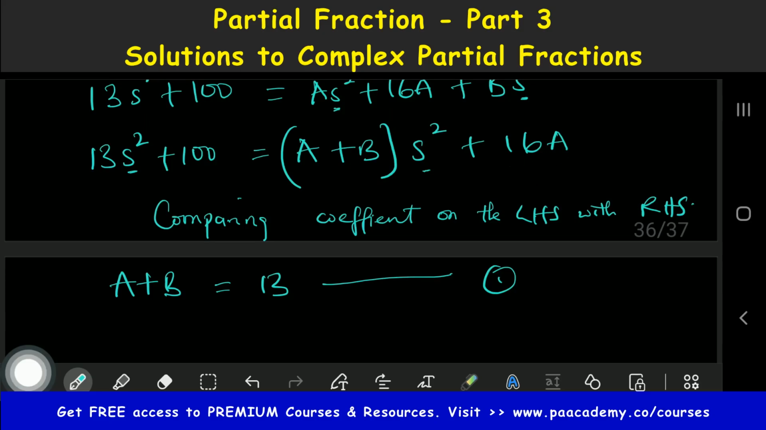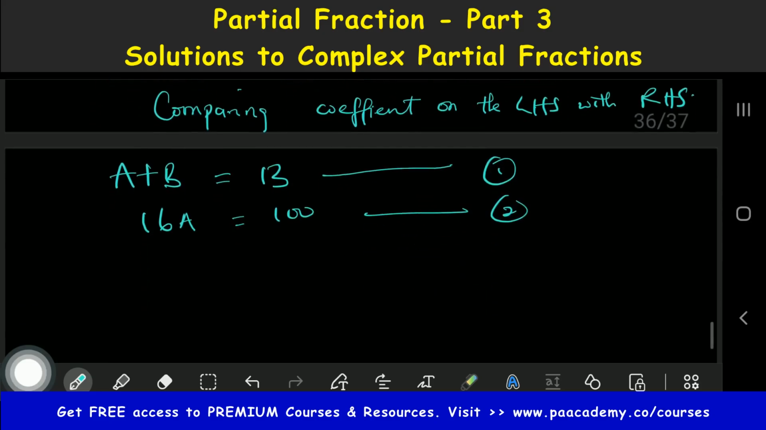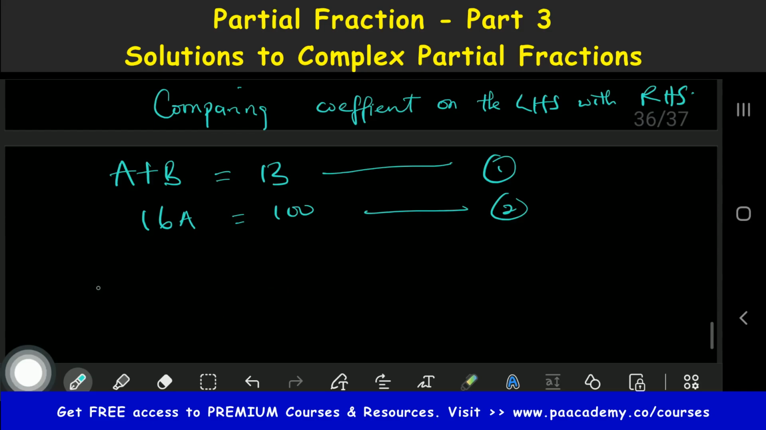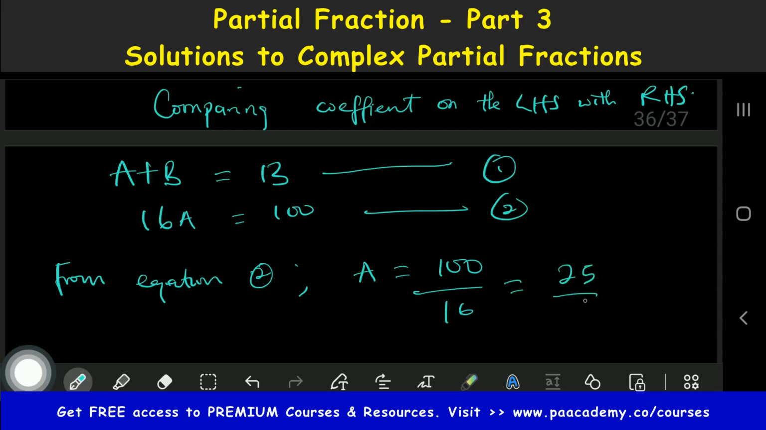Also, this constant here, 16A, we equate it to 100. So we have 16A equals 100. That's our equation 2. If you solve equations 1 and 2 to get A and B, sometimes it might come out as a simultaneous equation straight up, but this is much easier like this. From equation 2, we can say our A is 100 over 16. If you divide both sides by 4, that will just give you 25 over 4.